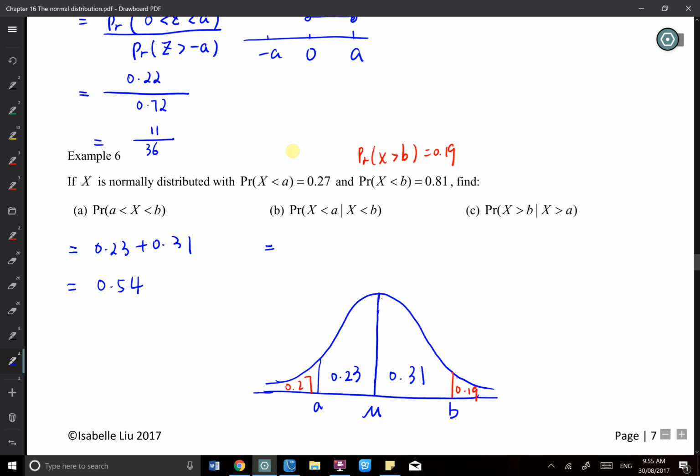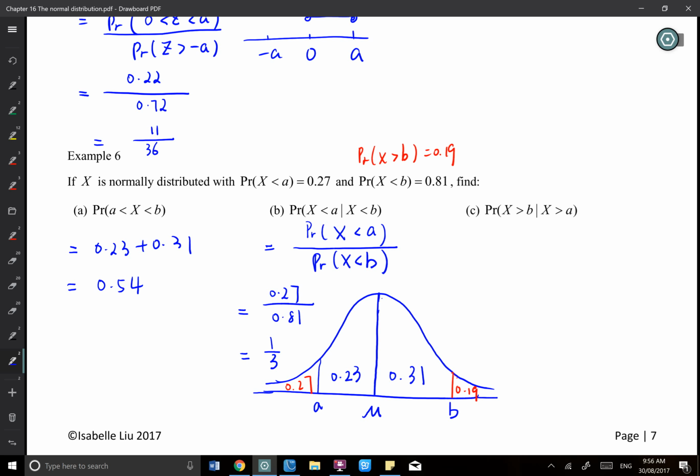So you want less than a given less than b. The intersection must be less than the smaller one, so less than b and less than a, the intersection is less than a. Divide that by the probability less than b, and you have 0.27 divided by 0.81. That is 1 on 3, since 27 times 3 is 81. So 1 on 3 for that one.